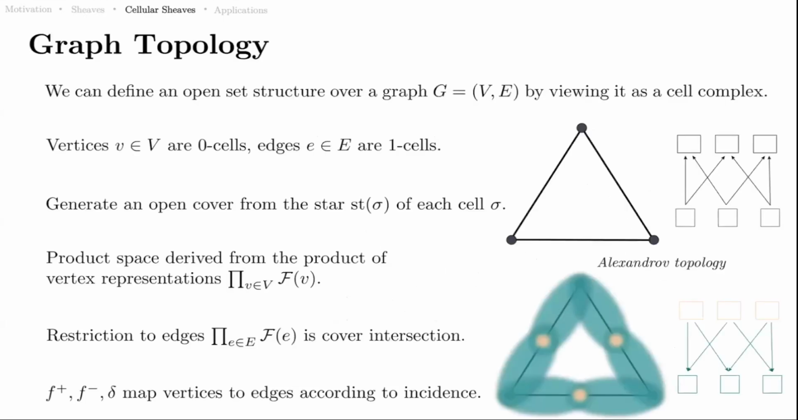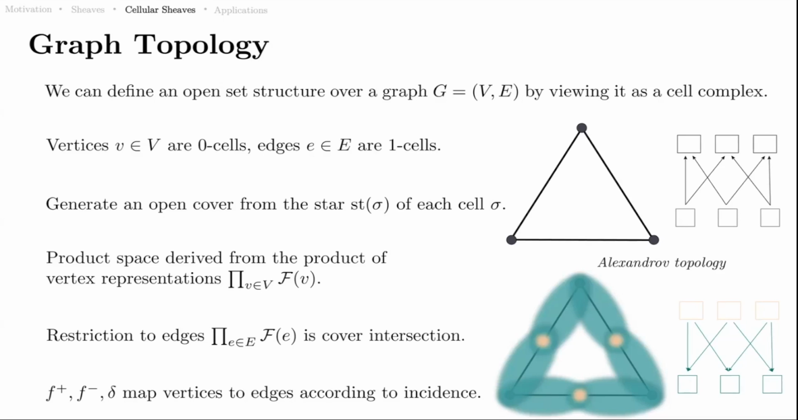Okay, so we're going to move on to cellular sheaves. Up to this point, I've left our original space, our topological space, more or less unchanged from the definition of sheaves. But in practice, knowing what this open set structure is is difficult. It's not given to you a priori.